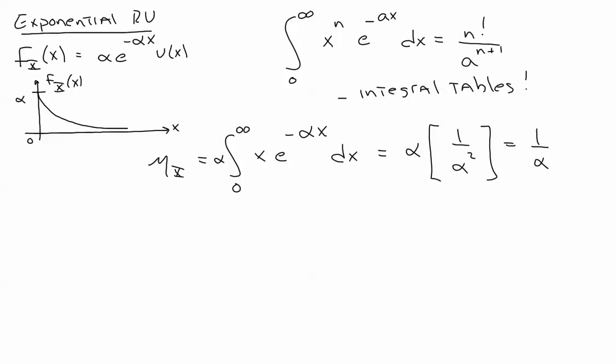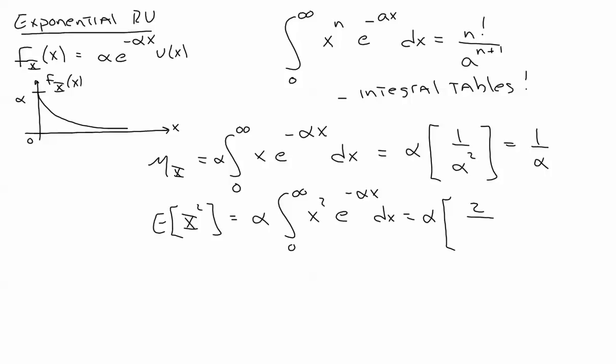The mean squared value is, the alpha can come out front, integral from 0 to infinity, x squared e to the minus alpha x dx. Using my relationship I found on my integral table, I get an alpha times 2 over alpha cubed, and that's just 2 over alpha squared.